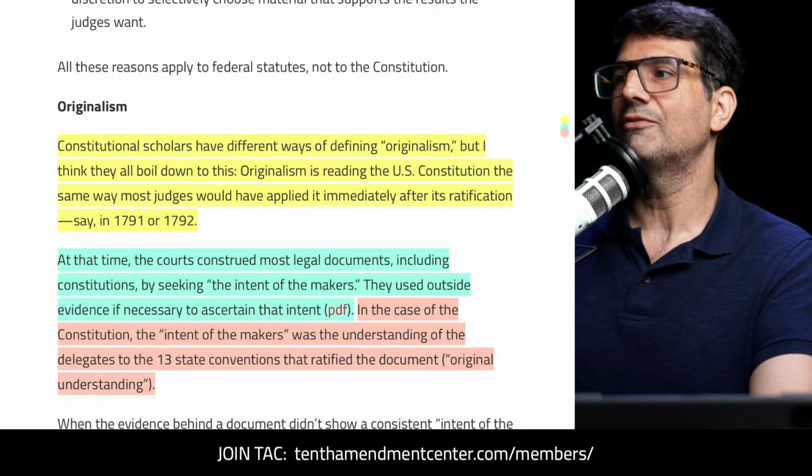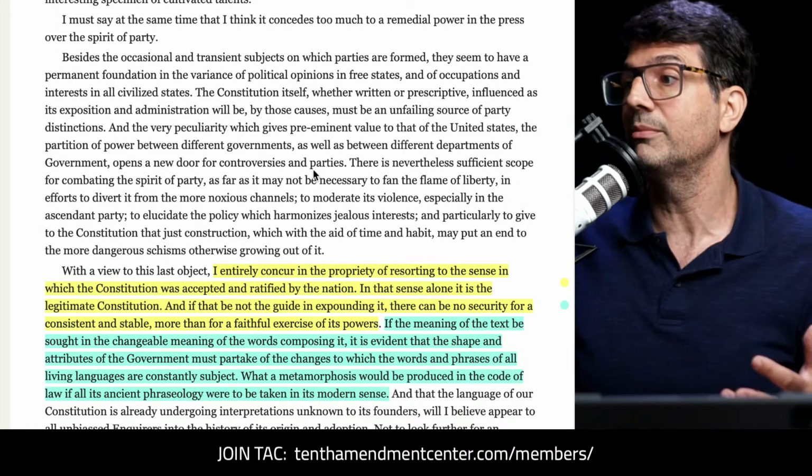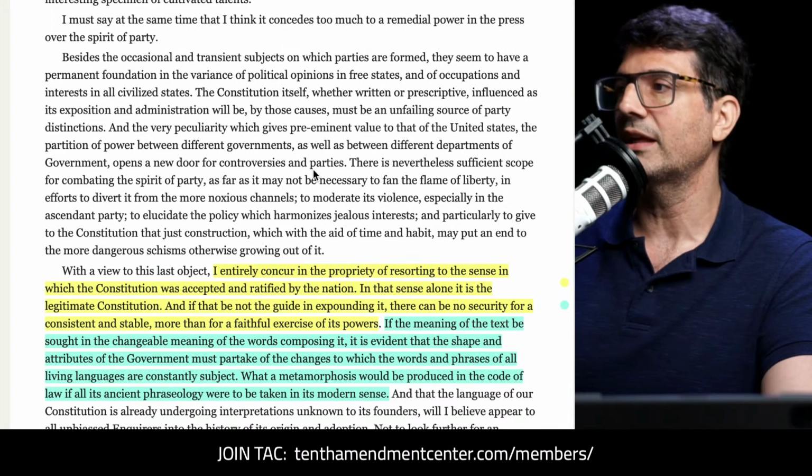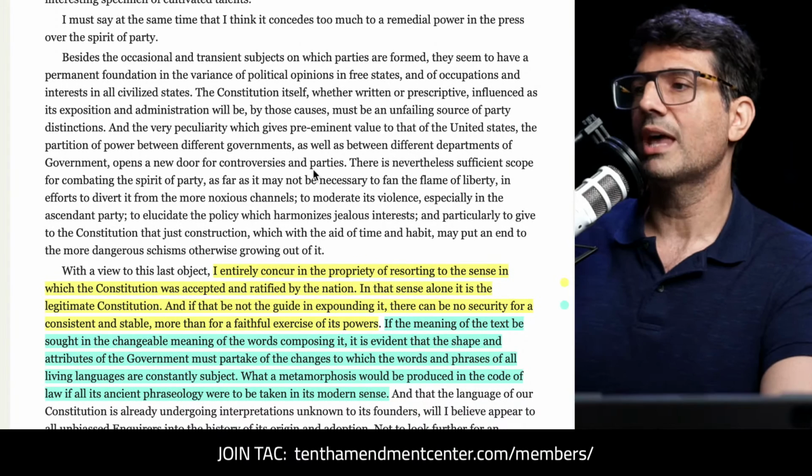Now, James Madison, the so-called father of the Constitution, if we want to call him that, he specifically agreed with this approach. This was James Madison's approach. And here in a letter to Light Horse Henry Lee in June of 1824, of course, I will link to these original documents in the show notes, 10thamendmentcenter.com/path-to-liberty. And here's how he put it.